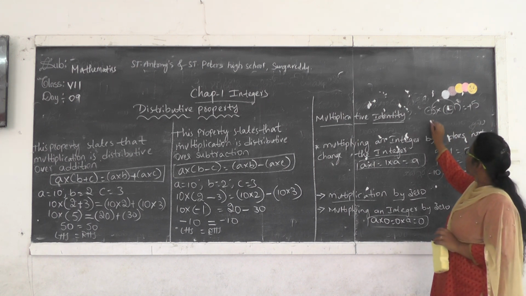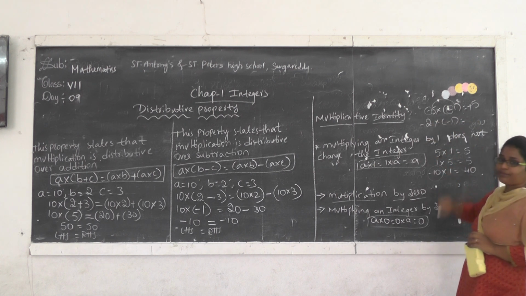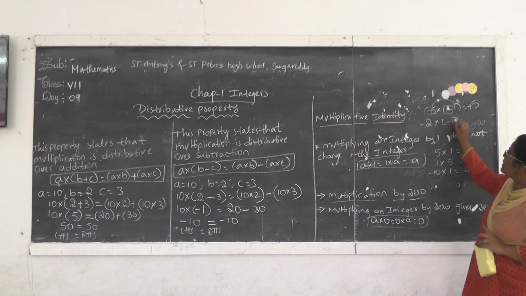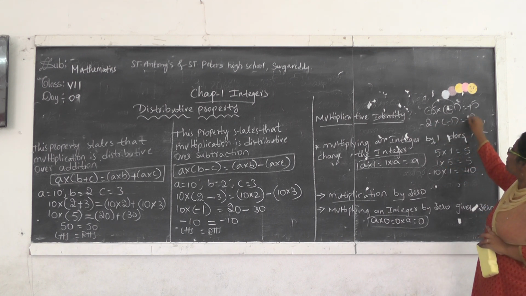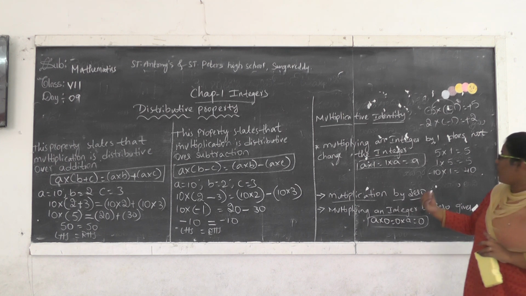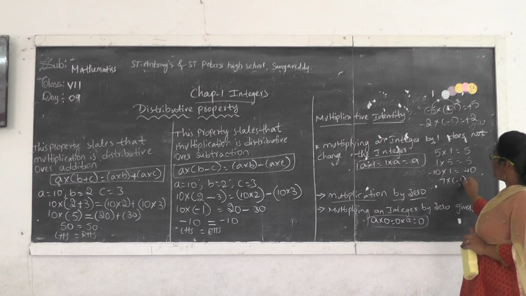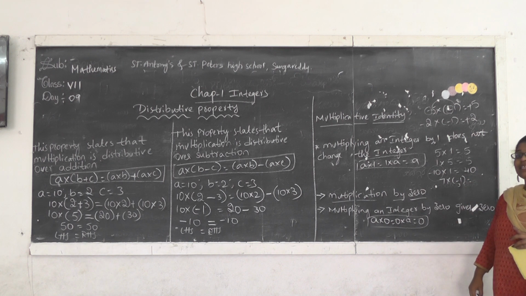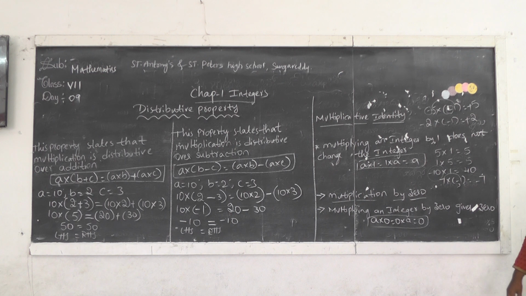For example, -2 into -1. 2 ones are 2 only. Since both are negative, the result will be positive. Or else, let me take 7 into -1. What will be the result? 7 ones are 7. One is plus, one is minus. What will be the result? -7. According to the multiplication properties, you have to do this.